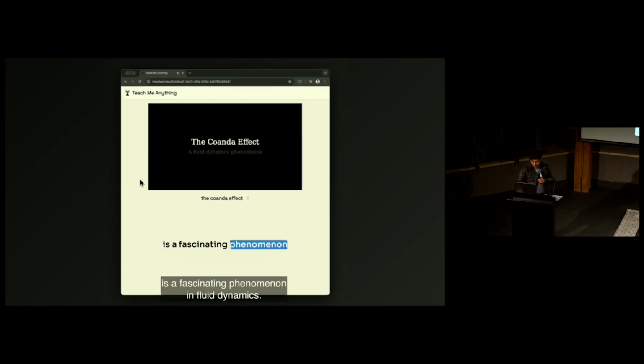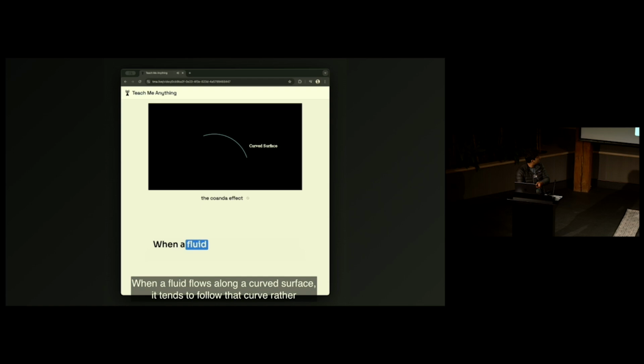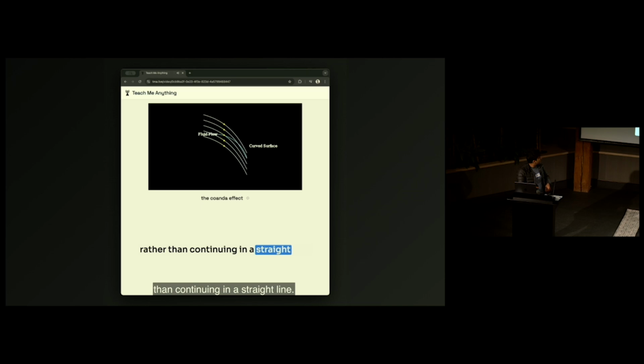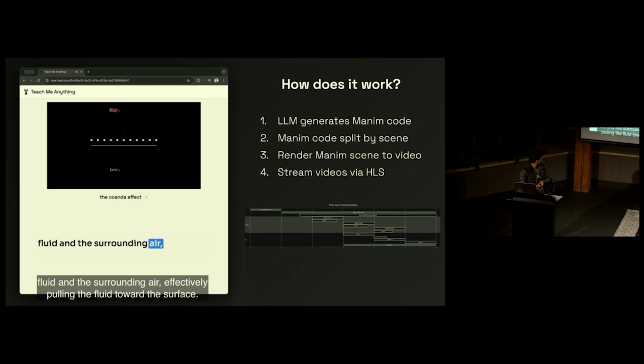Fluid dynamics. Named after Henri Coanda, it describes how a fluid jet tends to stay attached to a convex surface. This effect is fundamental to many aspects of aerodynamics and fluid behavior. Here's what happens. When a fluid flows along a curved surface, it tends to follow that curve rather than continuing in a straight line. This happens because of a pressure difference that develops between the fluid and the surrounding air, effectively pulling the fluid toward the surface.